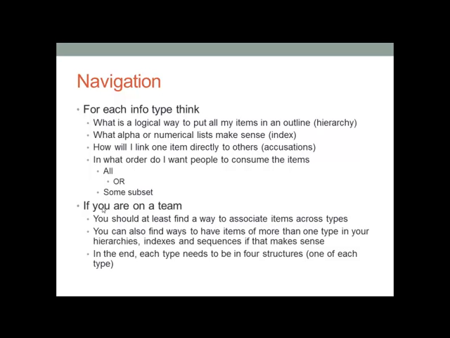So the minimum number of hierarchies you'll have is 1 because it contains all of your different types. The maximum is the number of team members, 2 if you have 2 team members, 3 if you have 3 team members. And the same thing goes for indexes and sequences. If you can find a sequence that includes more than one type of information, great. If you can't, then create individual sequences for each of them. Okay, in the end, each type of information has to be in 4 structures. It has to participate in an index, a sequence, a hierarchy, and associations. And that's what I'll look for when I check you out on this.